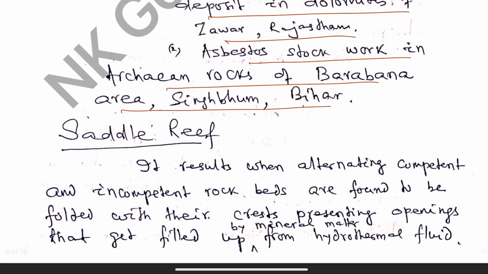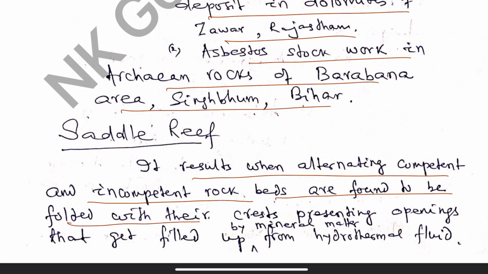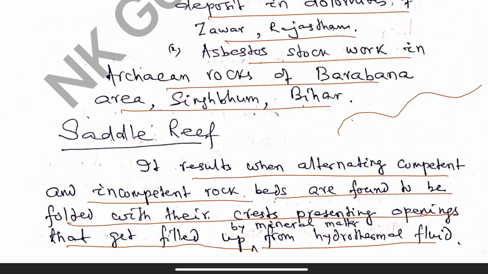Then saddle leaf. It results when the alternating competent and incompetent beds are found to be folded with their crests presenting openings, and these crests are found to be filled up by mineral matter from hydrothermal fluid. So the crest regions of the folded beds are found to be filled up by mineral matter here. These are called saddle leaves.